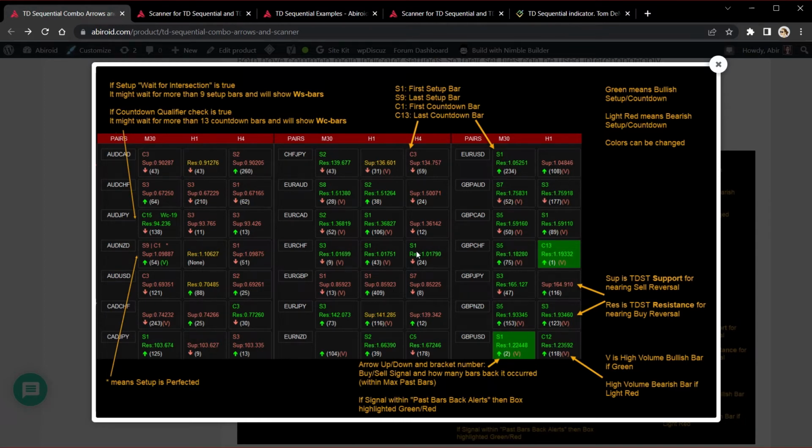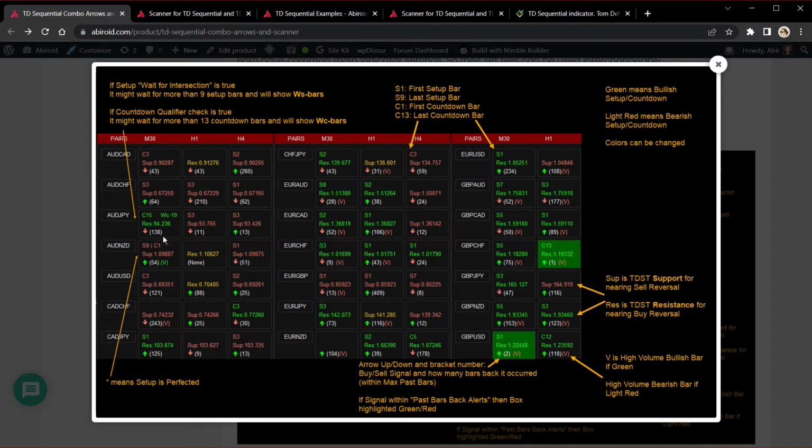And finally we have this V. It means that the ongoing current bar has a strong volume bar currently. So a red V indicates a bearish strong volume bar, and a green V will indicate a strong volume bullish bar, like right here.